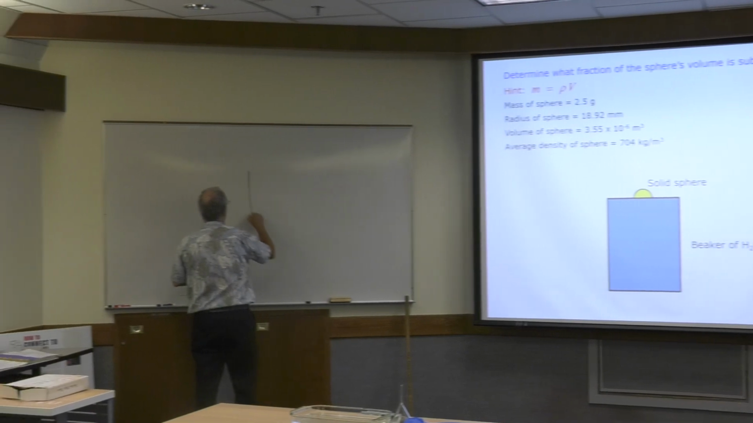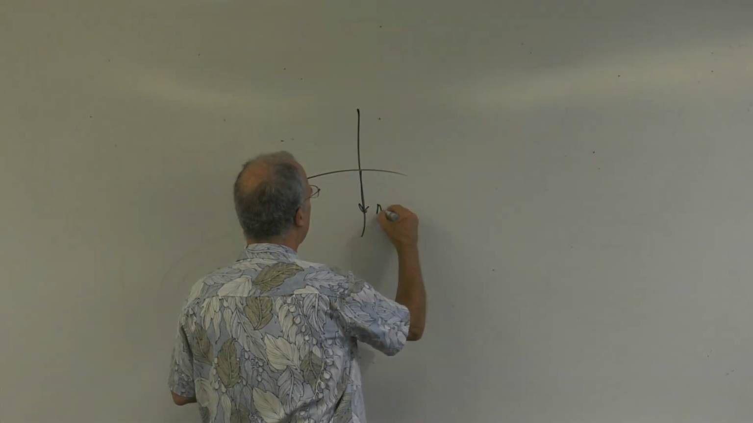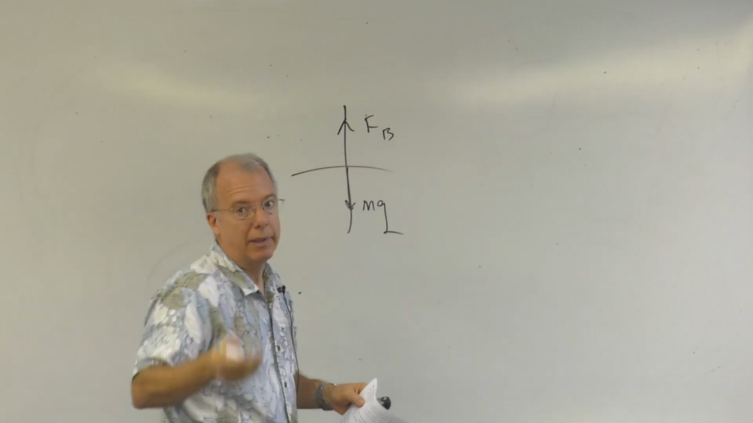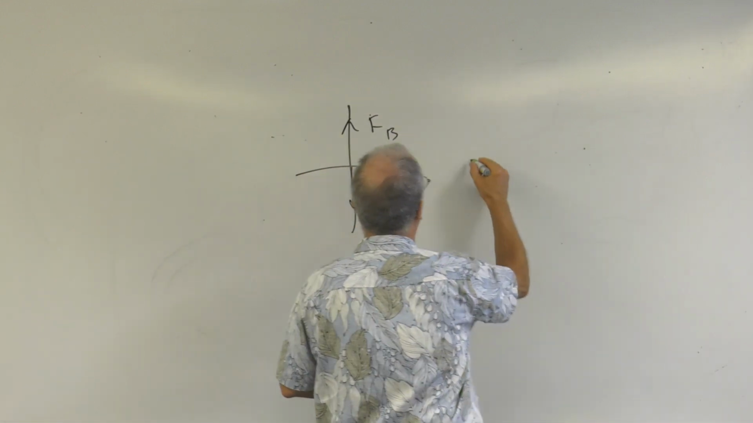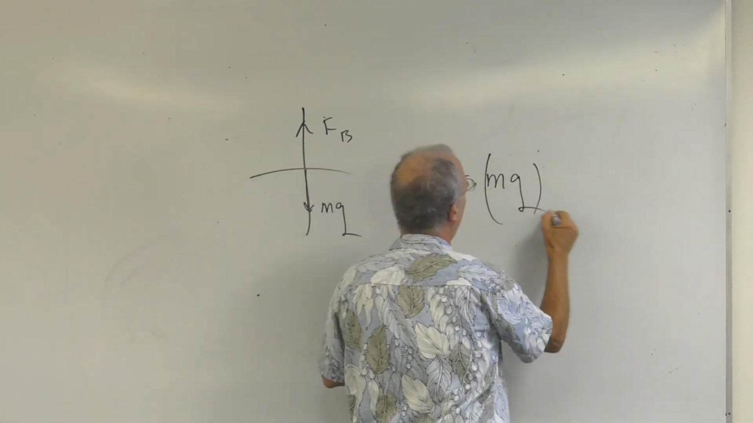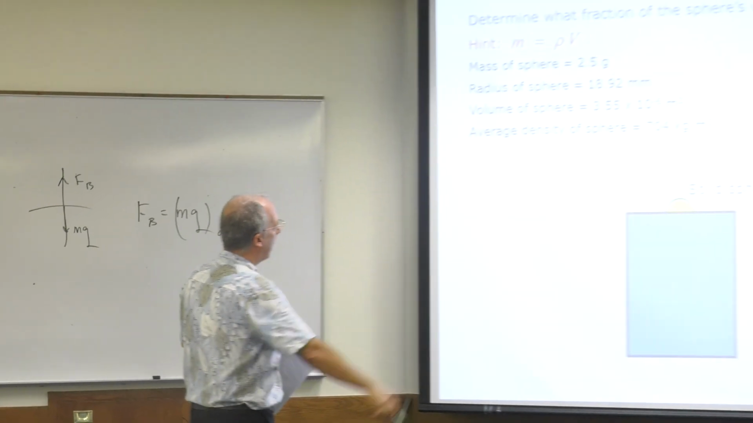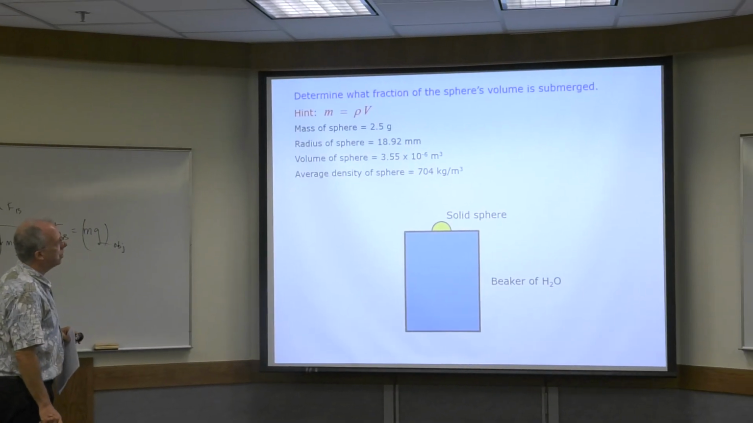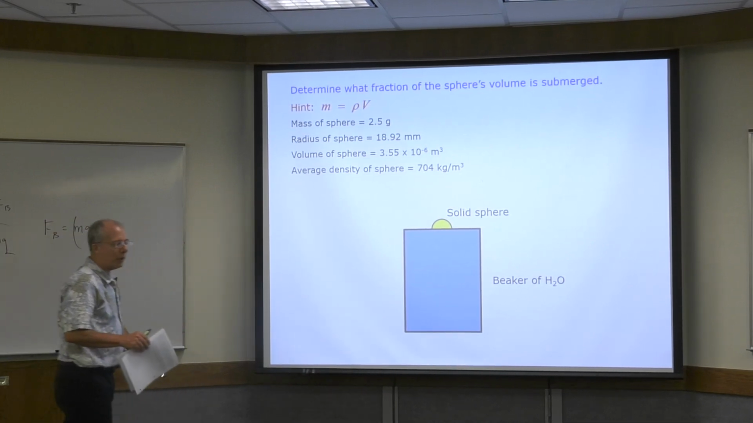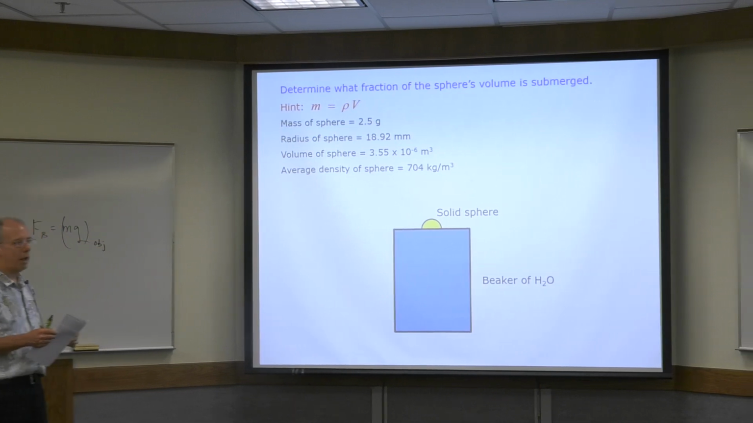So what are the forces on the sphere? Well, there's the weight, and then there's just the buoyant force. And it's in equilibrium, so the buoyant force equals the weight of the object. Now what I want you to do is what it says on the top there. Determine what fraction of the sphere's volume is submerged. So everything you need is here. Pause your video and please figure out what fraction of the sphere's volume is submerged.